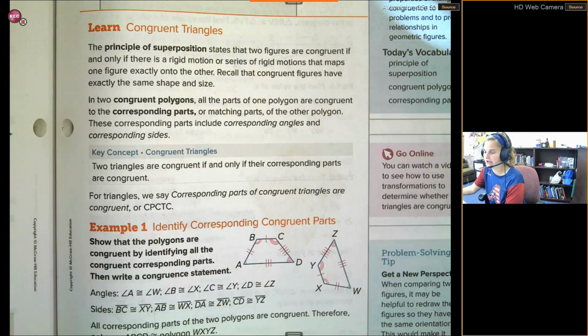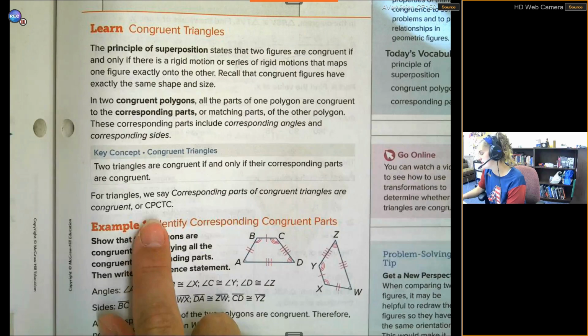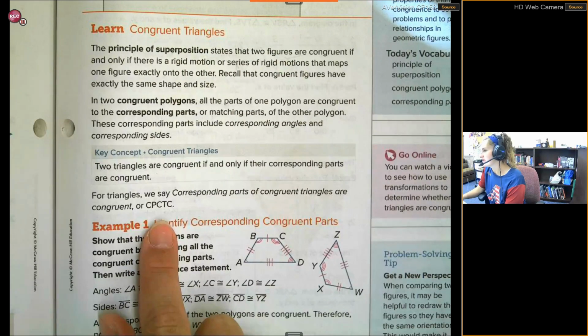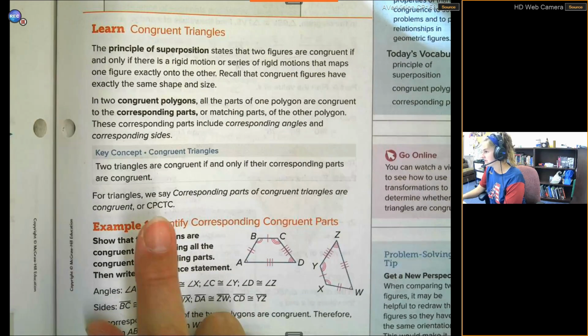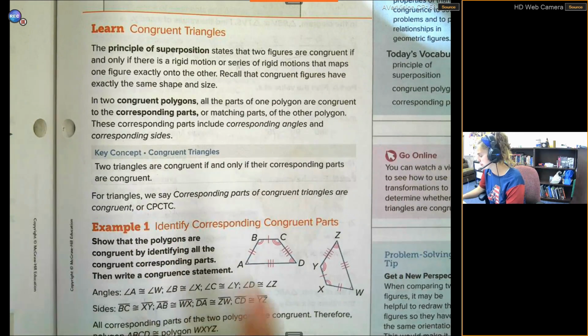So for this, in a proof, you can say CPCTC. That would be corresponding parts of congruent triangles. So if you're looking at it and you're like, hey, all of the angles match up, this is what you would be putting, CPCTC. And like I said, this will be a reason in some of your proofs.